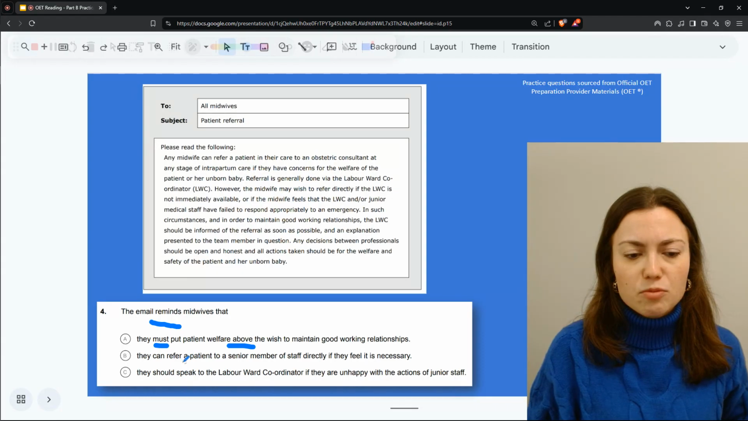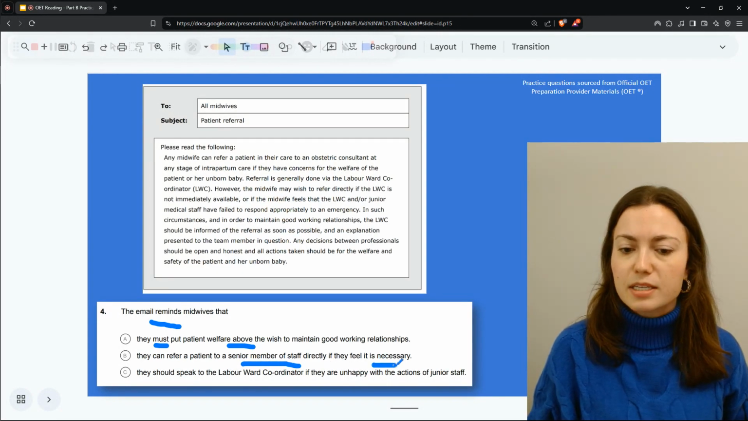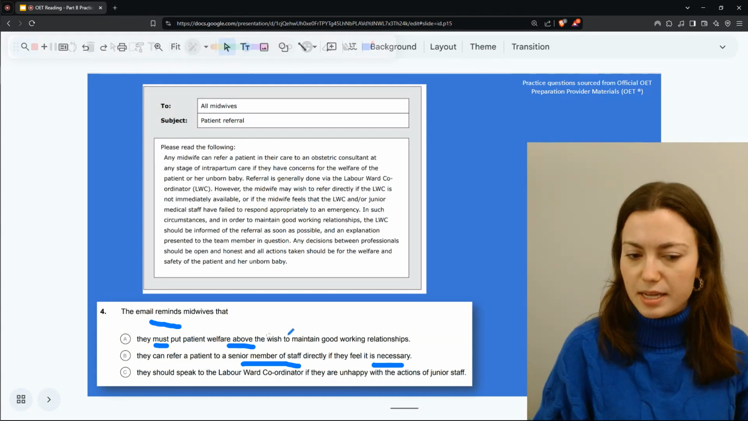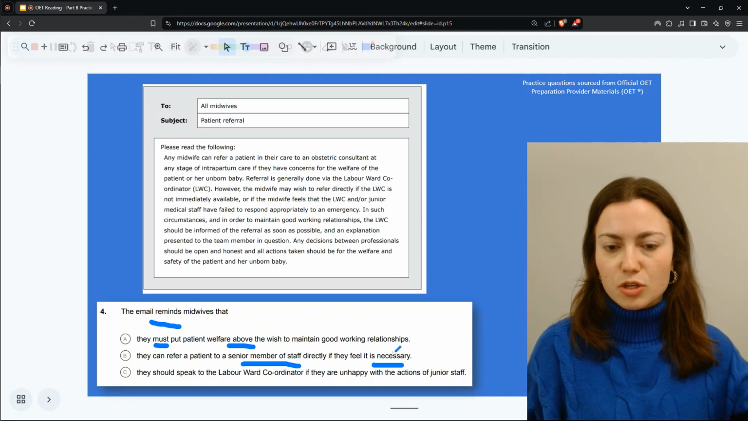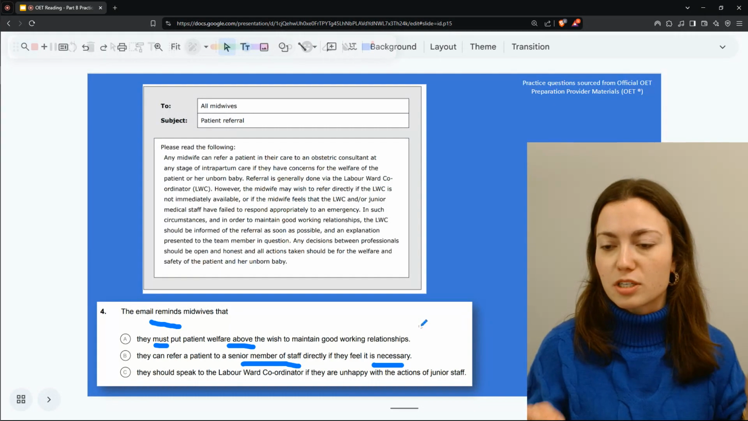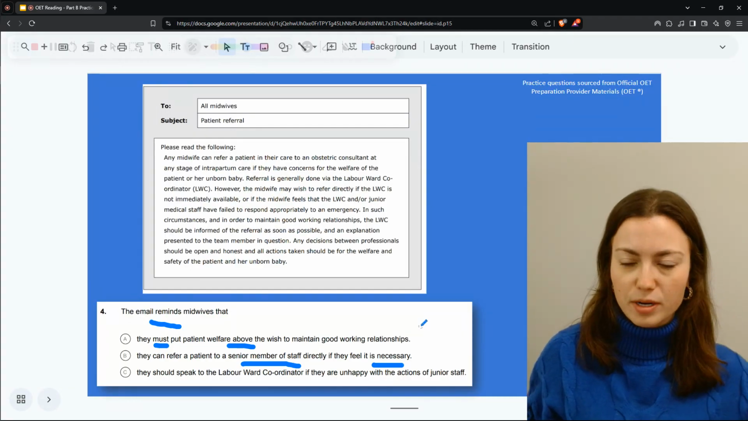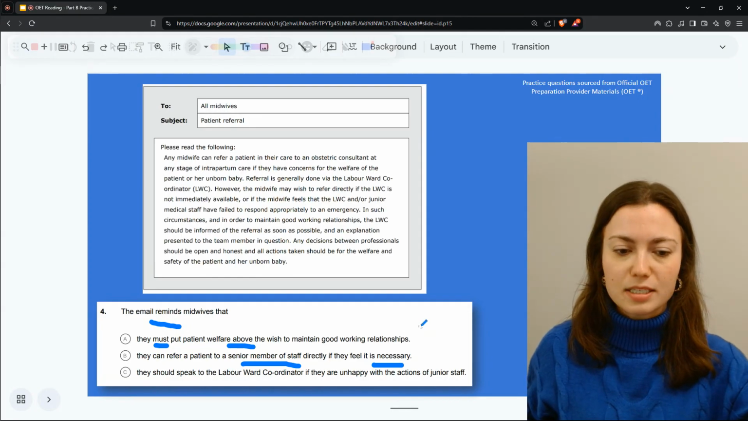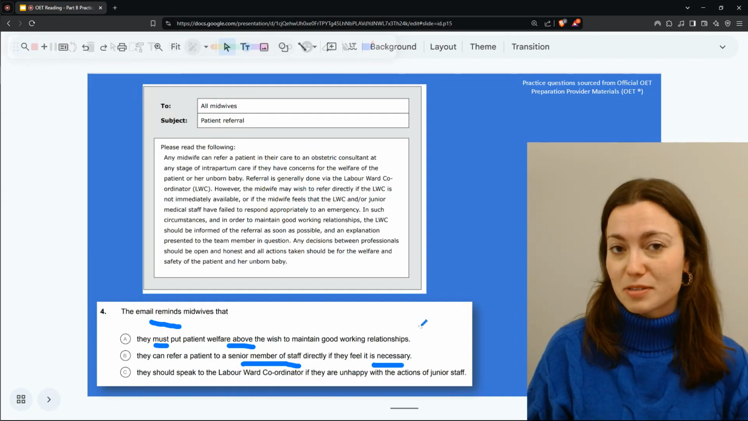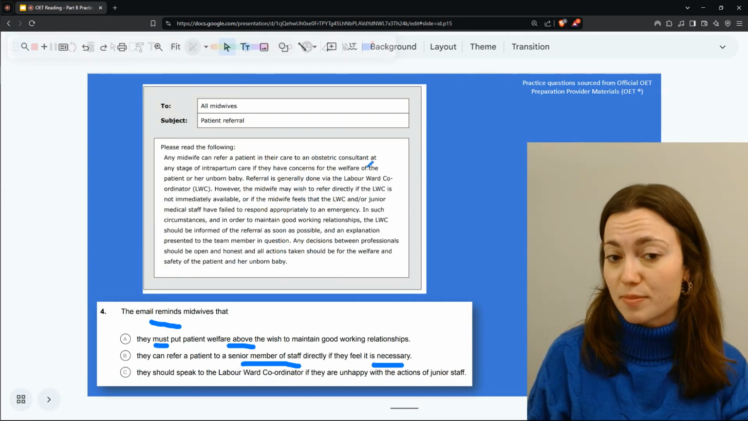Option B, we have they can refer a patient to a senior member of staff directly if they feel it is necessary. Okay, so here's an example. Senior member of staff. You've read the text. You'll see that that word senior member of staff is not actually used, but this is where our strategy of using labels or categories to match examples and details comes in. So when you're looking at the text, there is a senior member of staff mentioned. Who is it? Well, the obstetric consultant is mentioned.